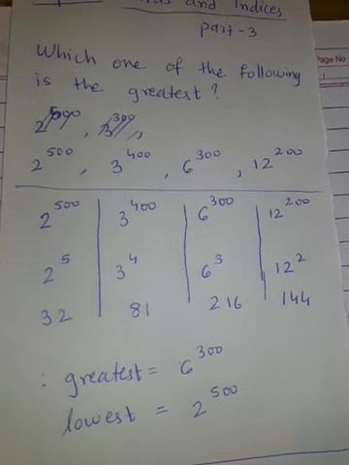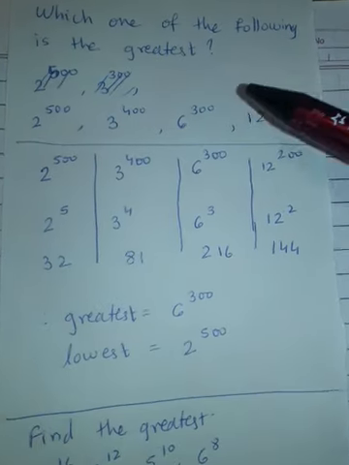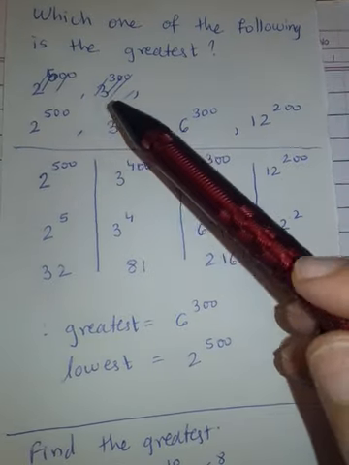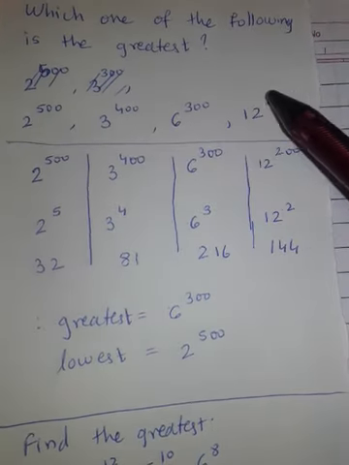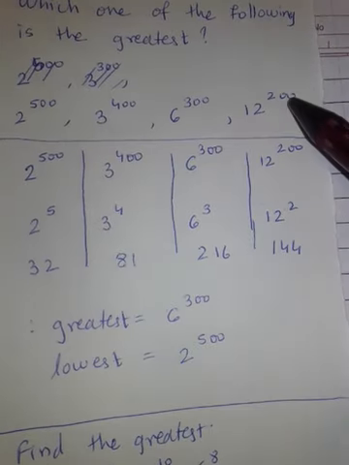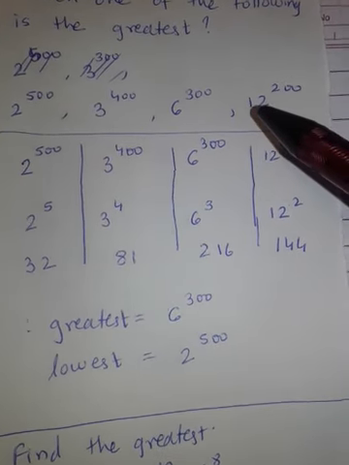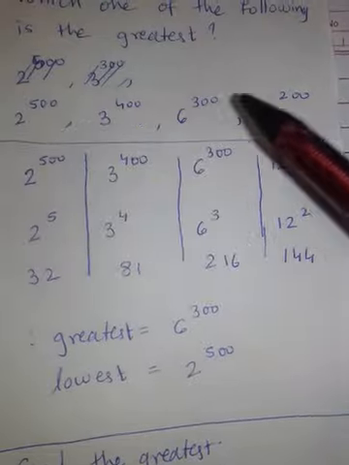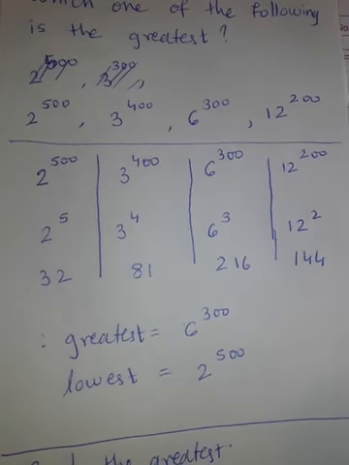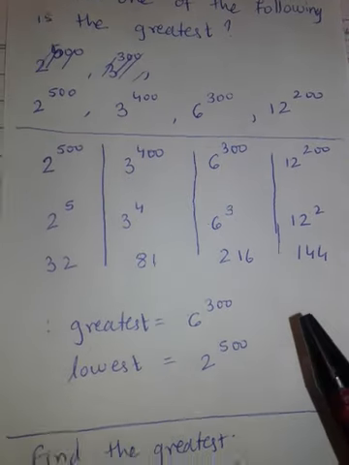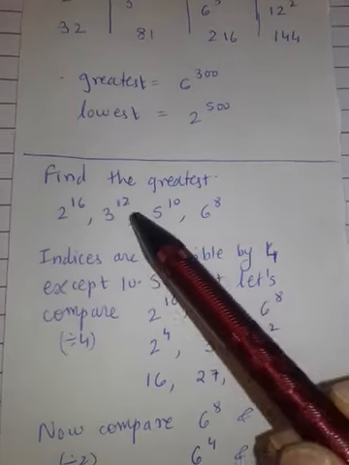Understood how we solved it? So basically, we found out the highest common factor, HCF, of the 4 indices, and here it was very easy to see orally: 100. 100 is the HCF. We reduced the indices and we found out which one is greatest and which one is lowest. Let's solve one more of a similar type.